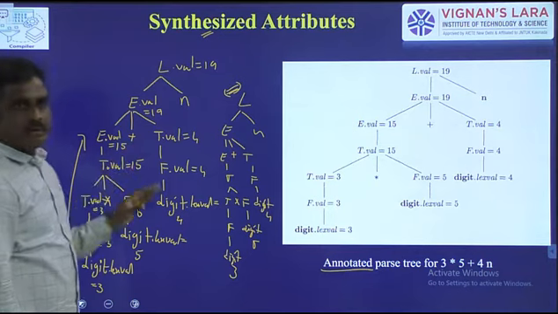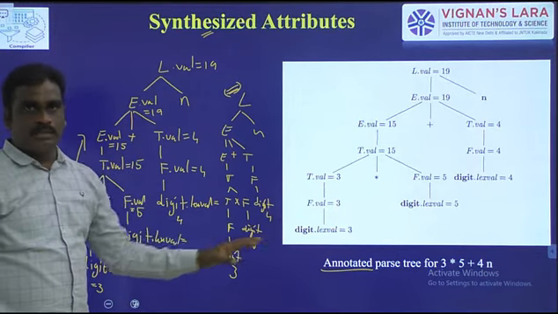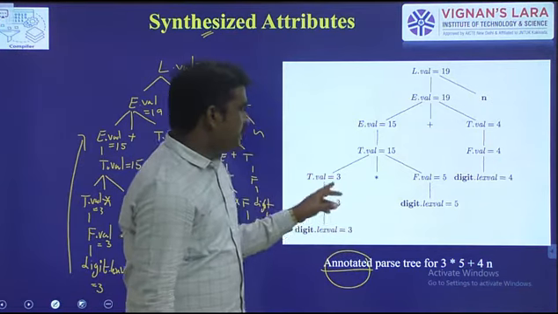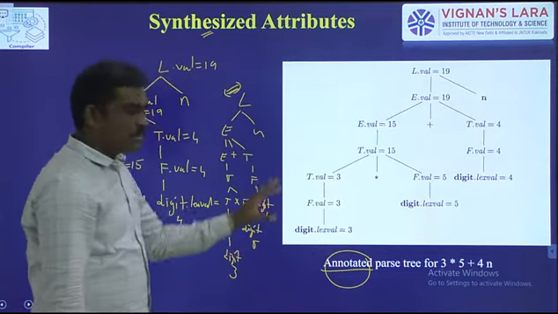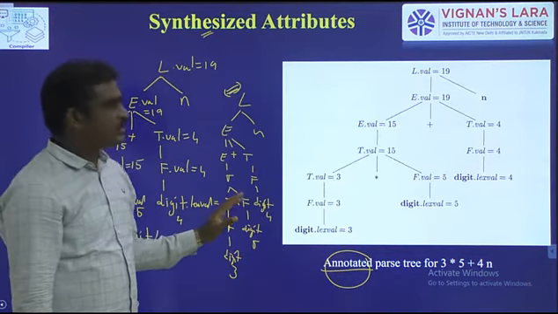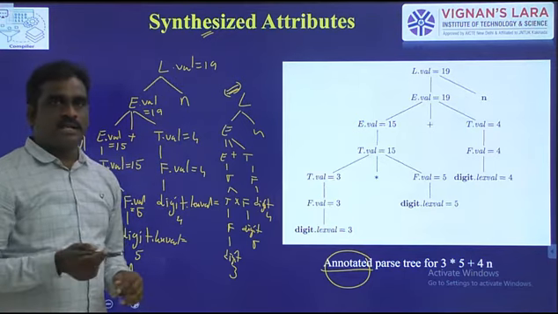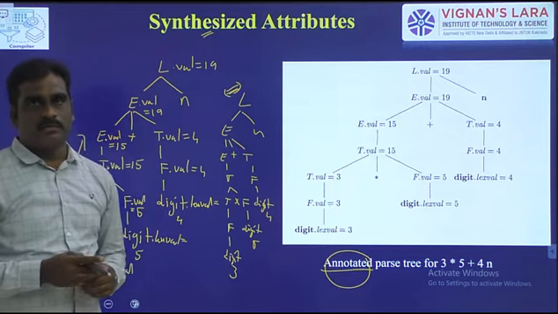So in this way we have constructed the annotated parse tree. The annotated parse tree means each and every node having some value. Parse tree means there is no value, only nodes are there. So this is about the synthesized attribute. In the next class we will discuss the second attribute, that is the inherited attribute. Thank you.